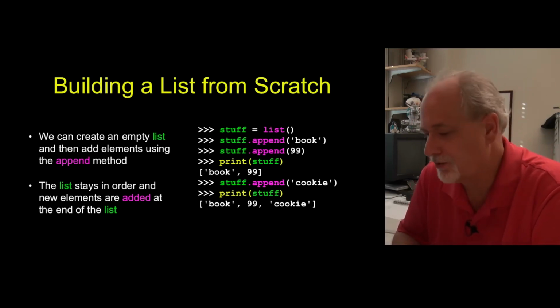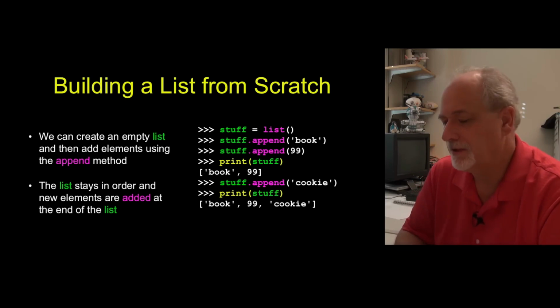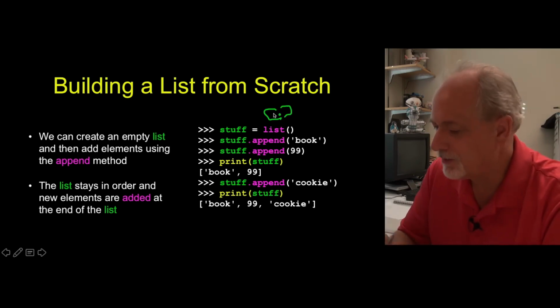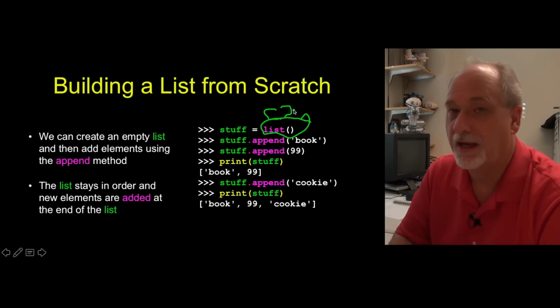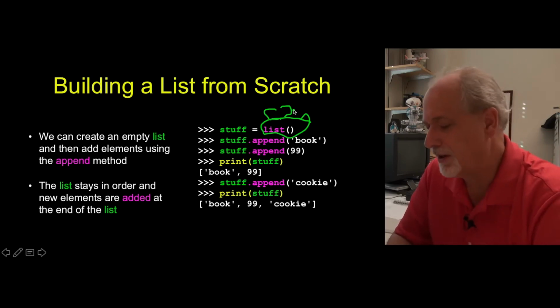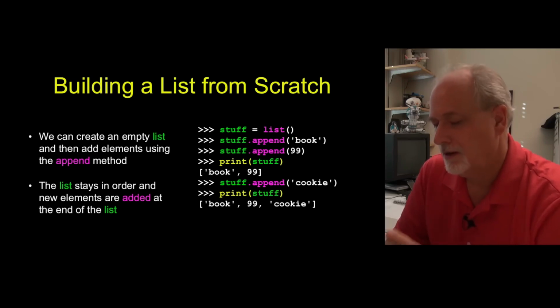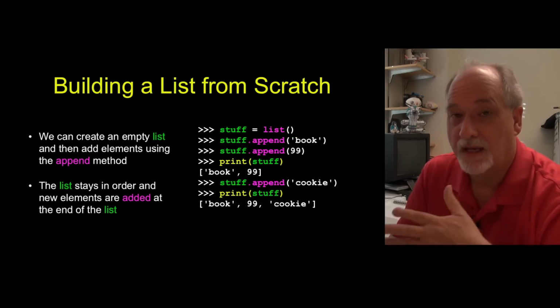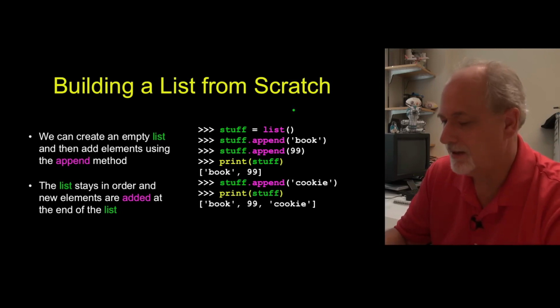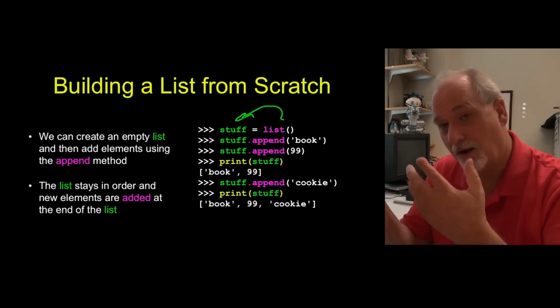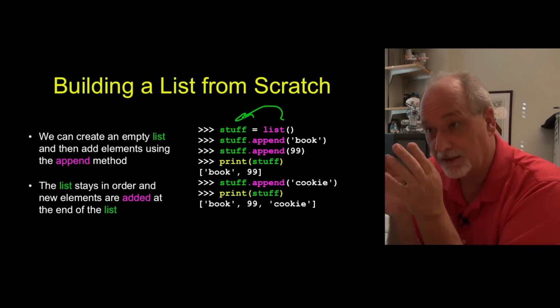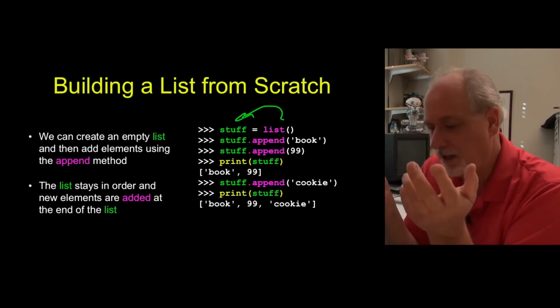If we build a list from scratch, we have a way to ask for an empty list. There are a couple of different ways to ask for an empty list. We could use just two square brackets next to each other, but this is a form we call the constructor form, where we say, hey Python, make a list. In this case, the word list is like a reserved word to Python. It's really a reserved class. Saying list parentheses says make me an empty list, and then assign that list into stuff. So stuff is now a list object, of type list, but it has nothing in it.